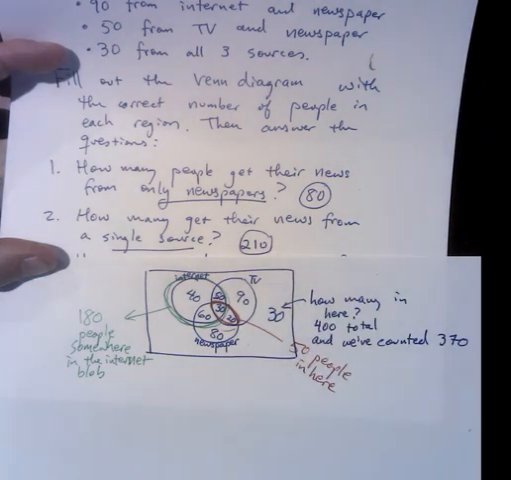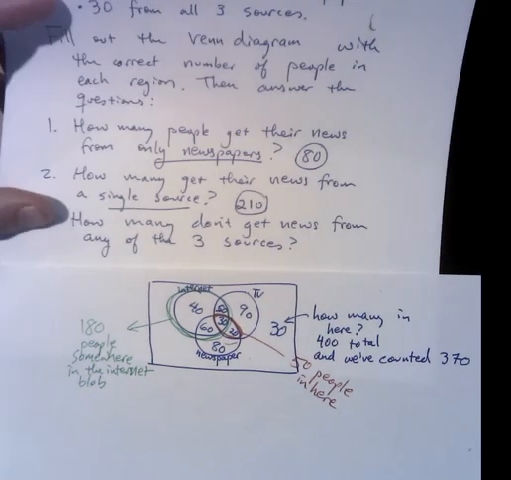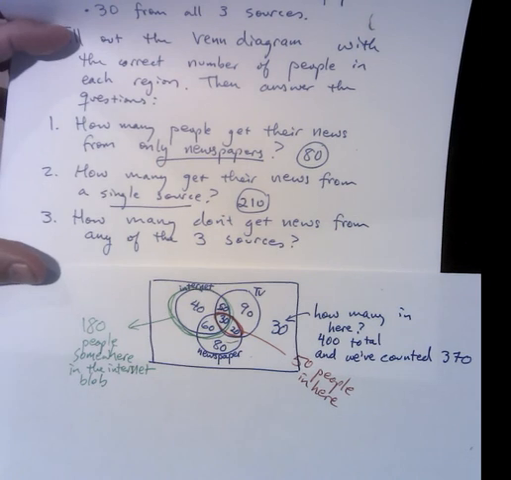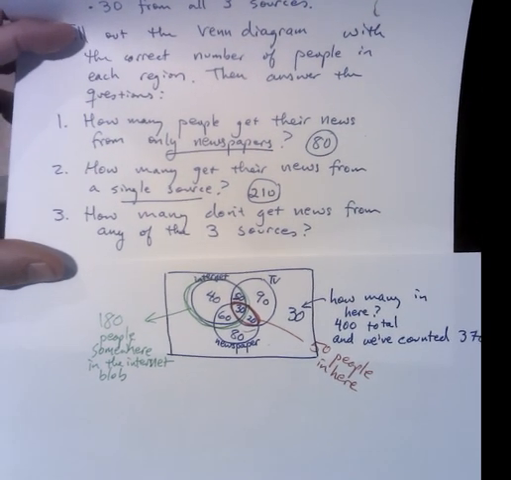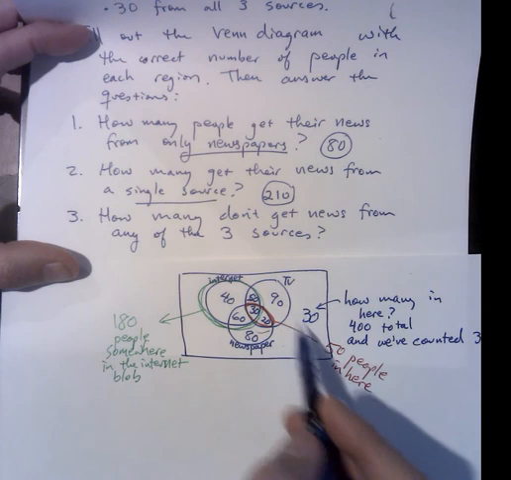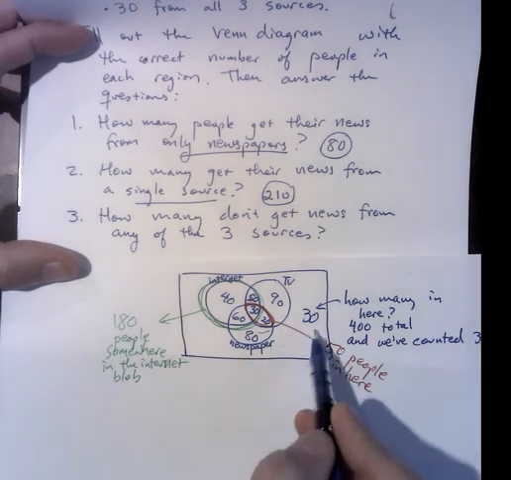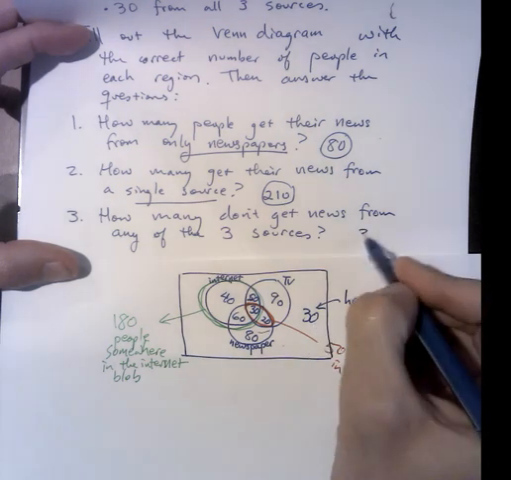And finally, how many don't get their news from any of the three sources? So how many people are outside of all the bubbles? We look here, boom, these guys. 30 people are not part of the TV group, they're not part of the internet group, and they're not part of the newspaper group. So 30 people.